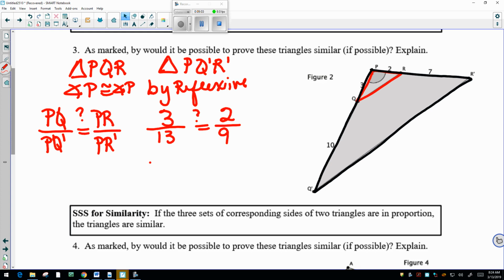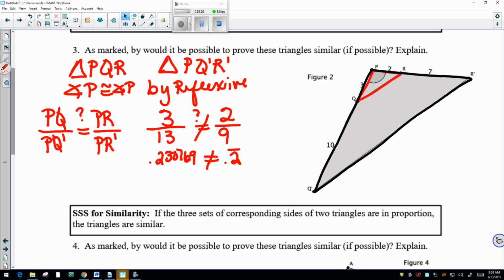So if I did 3 over 13, I'm going to get 0.2307969, somewhere around there. And if I type 2 divided by 9 in my calculator, I get 0.2 repeating. These two things are not equal. So that's going to tell me my sides are not in proportion. Okay, that's one way to test.